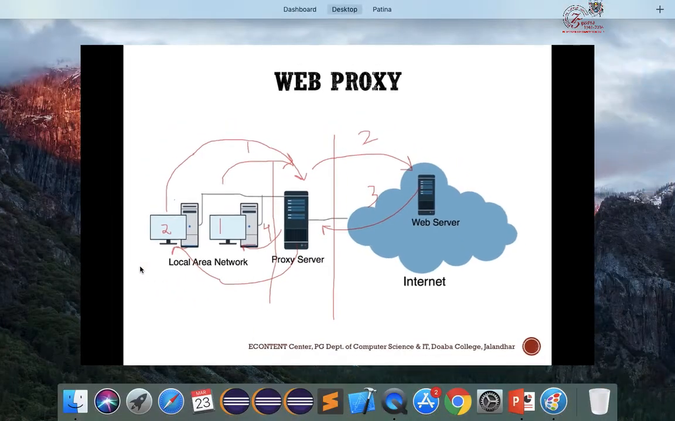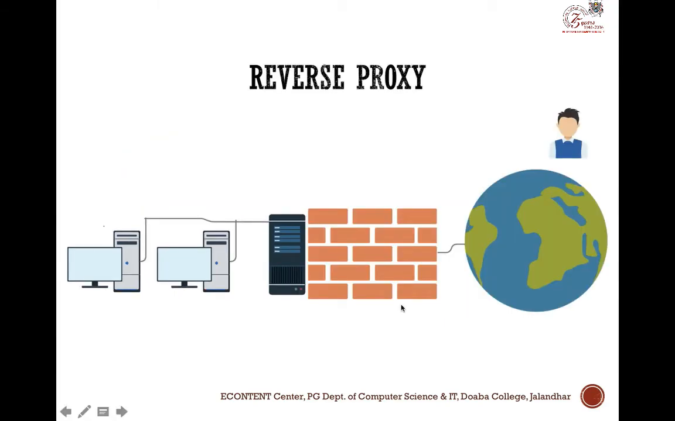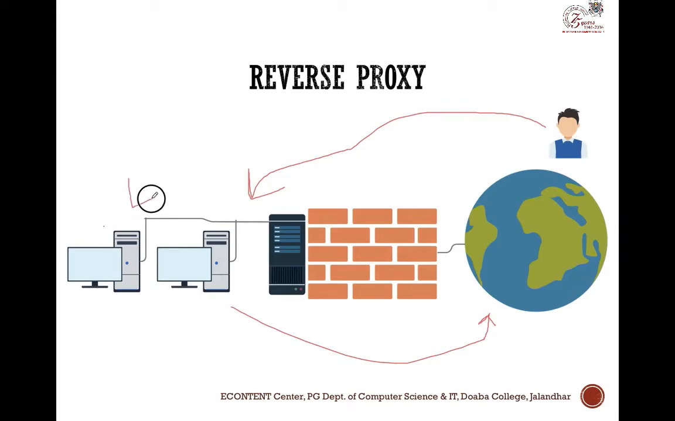Now let's discuss the second type of the proxy server, that is known as the reverse proxy. In reverse proxy, the system is basically used to control the access from the external network to the internal network. Normally we use the proxy for controlling the requests from the internal network to the external network. But in the case of reverse proxy, we use the proxy server to give controlled access to the user from the internet to your local area network.